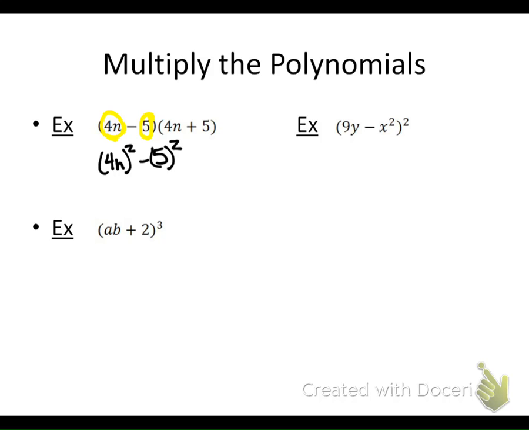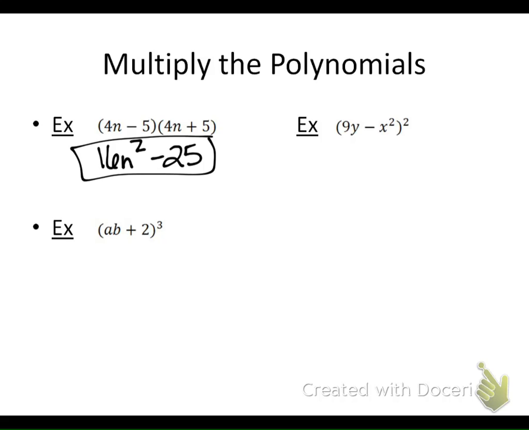Which turns into 16n squared minus 25. I did not have to FOIL. It was 16n squared minus 25. We'll get to that. Well, can you just write 4?